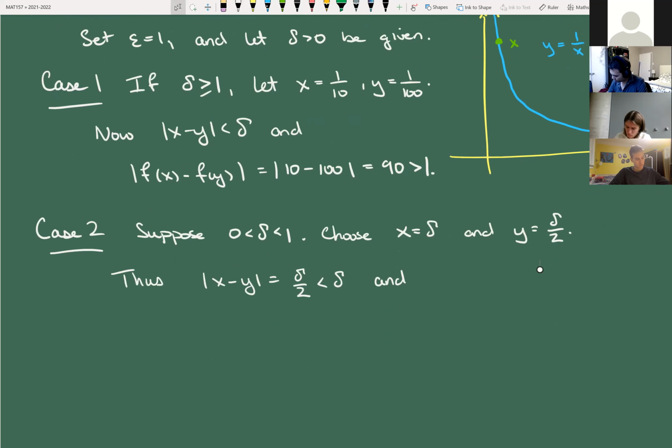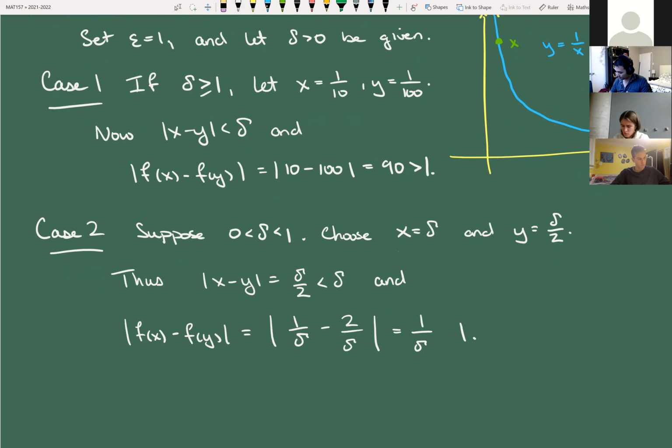Does this work? So let's check. You might not want to write this down until I've double checked that this works. So we're going to get 1 over delta minus 2 over delta, which in absolute value is equal to 1 over delta. Yeah, okay, I think it works. I know that delta is between 0 and 1, so 1 over delta is now bigger than 1. That's because I assumed that delta was less than 1, so 1 over delta will now be bigger than 1, and I've broken my epsilon band.